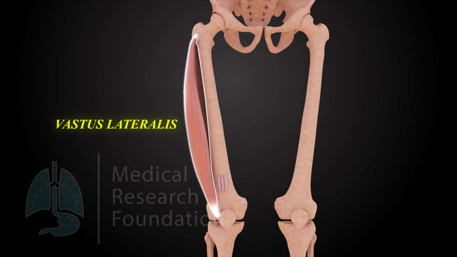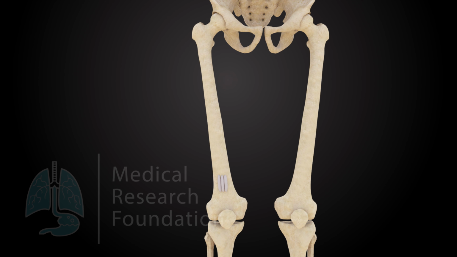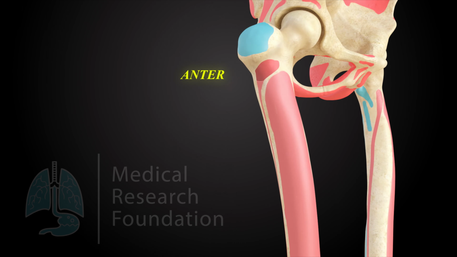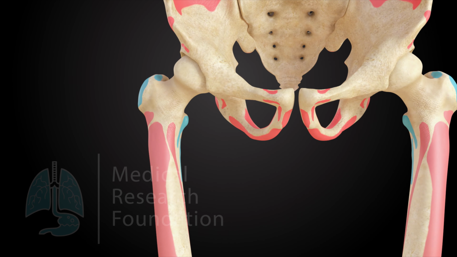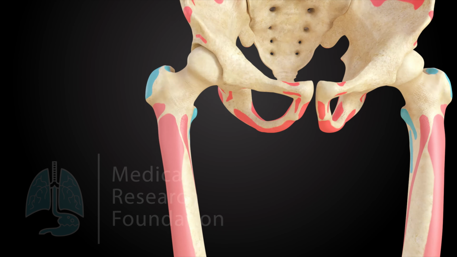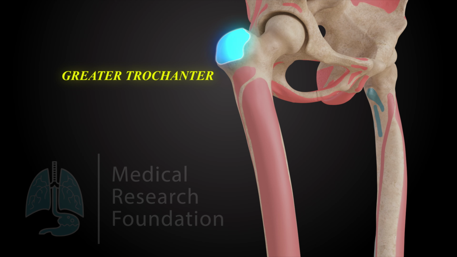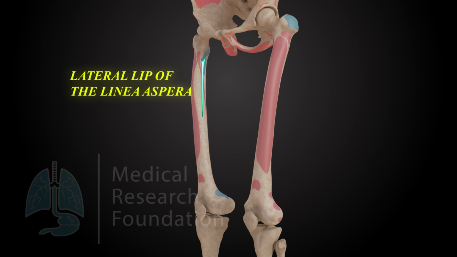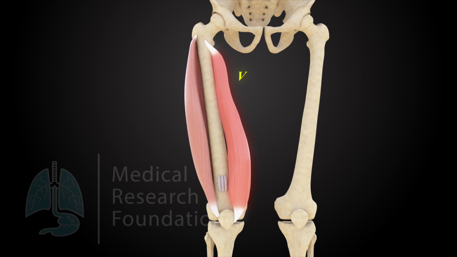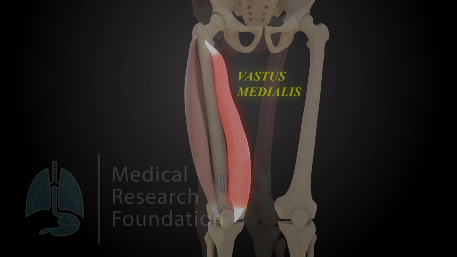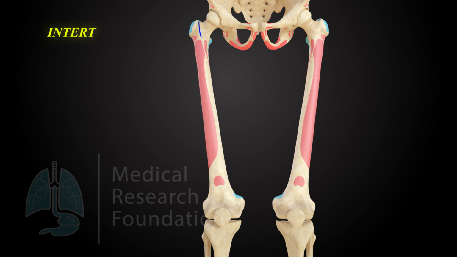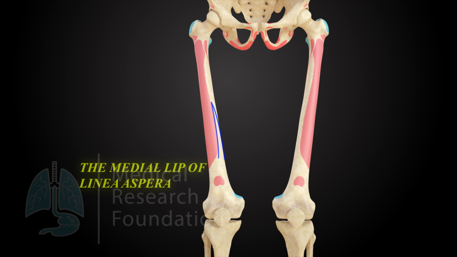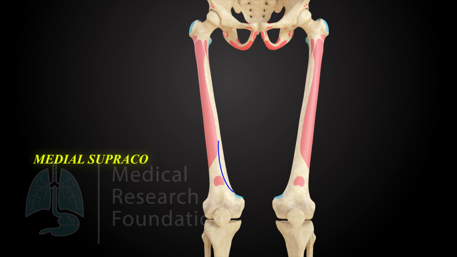The vastus lateralis arises from the upper part of the intertrochanteric line, anterior and inferior borders of the greater trochanter, and the upper half of the lateral lip of the linea aspera. The vastus medialis arises from the lower part of the intertrochanteric line, the spiral line, the medial lip of the linea aspera, and the upper 1/4 of the medial supracondylar line.